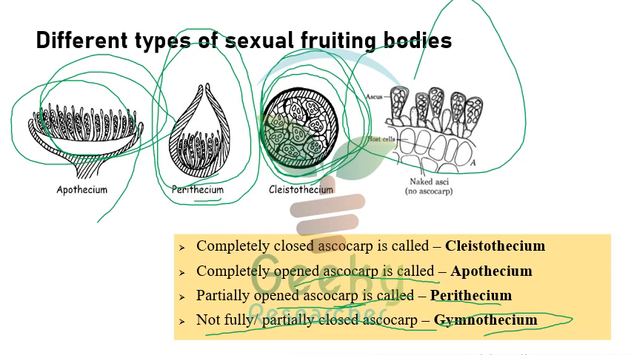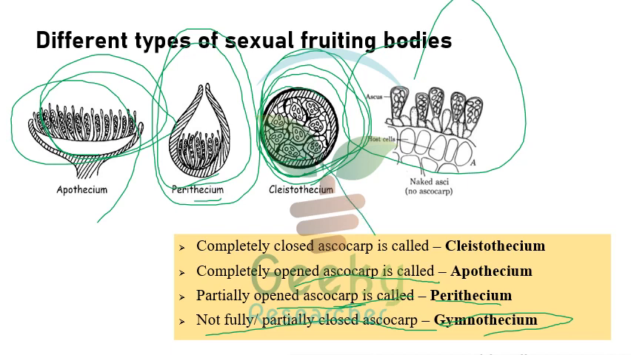In exam questions we can expect something like this. Completely closed ascocarp is called Cleistothecium, or Apothecium, Perithecium, Gymnothecium, or naked, they will ask something like that. If it is a completely closed ascocarp, there is no opening here; when maturity arrives, it will automatically burst and release the spores outside. That's secondary, but when you see it, it is completely closed.